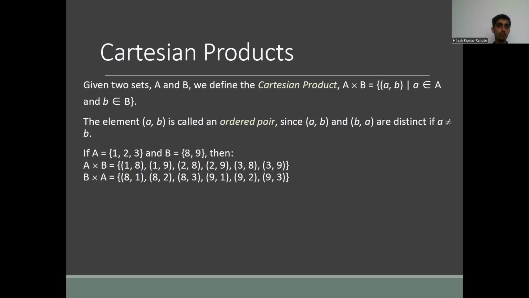Cartesian product. We have two sets A and B, and we define the Cartesian product A cross B as equal to {(a, b) such that a belongs to A, b belongs to B}. The element (a, b) is called an ordered pair, since (a, b) and (b, a) are distinct if a is not equal to b. Example: if A is equal to {1, 2, 3} and B is equal to {8, 9}, then A cross B is equal to {(1, 8), (1, 9), (2, 8), (2, 9), (3, 8), (3, 9)}. And B cross A is {(8, 1), (8, 2), (8, 3), (9, 1), (9, 2), (9, 3)}.